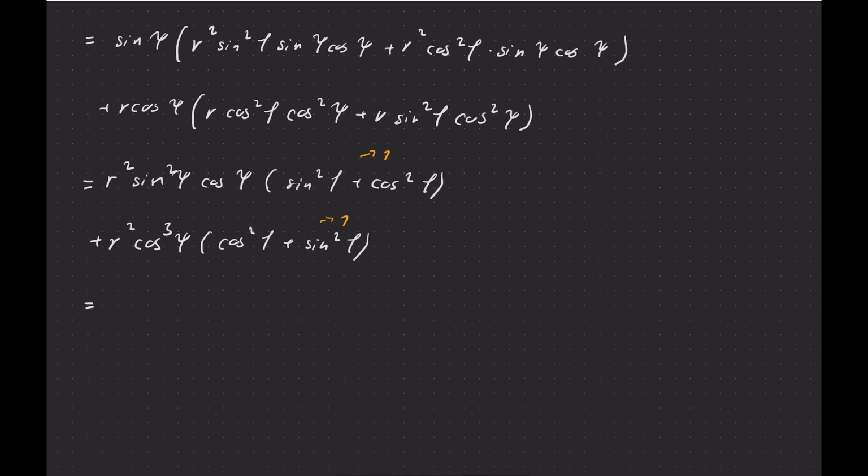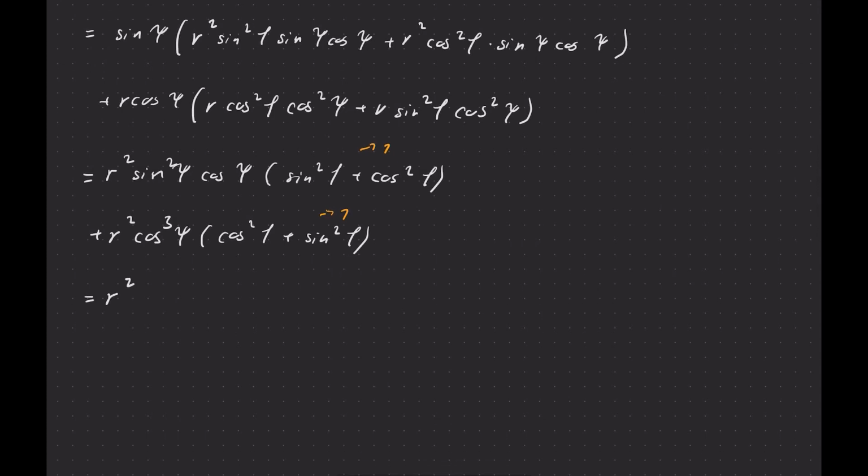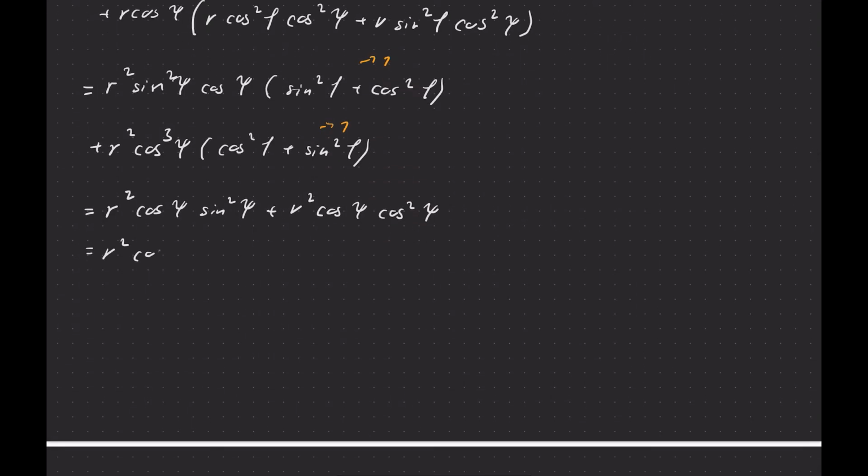So we are left with r squared cosine psi sine psi squared plus r squared cosine psi squared. So as you can see, we can take out r squared cosine psi and then get sine squared psi plus cosine squared psi, and again this is 1. So what remains in the end is r squared cosine psi. So finally, that is the determinant of the Jacobian for this transformation from spherical coordinates.